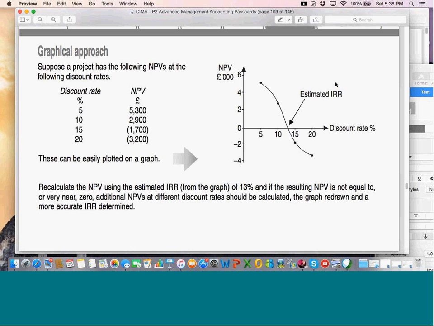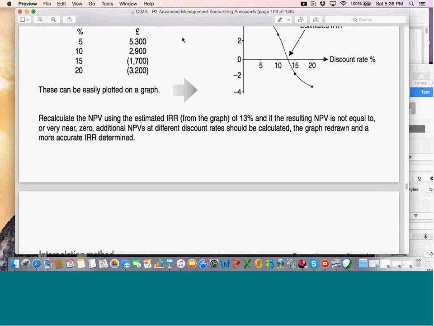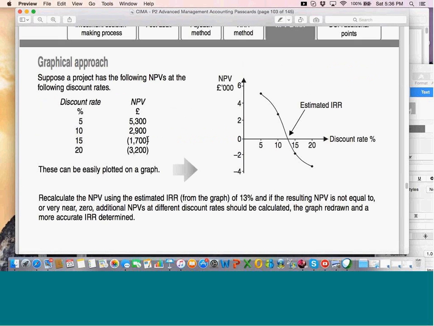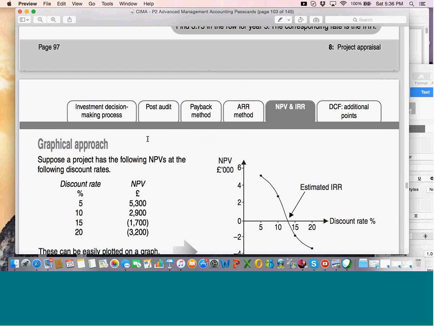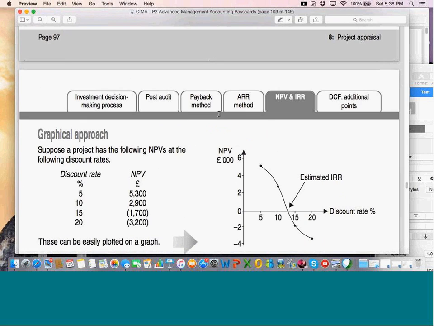I would ask you for next time to go through this area. If you're a bit rusty on these things, go through the books on payback, IRR, NPV, DCF.